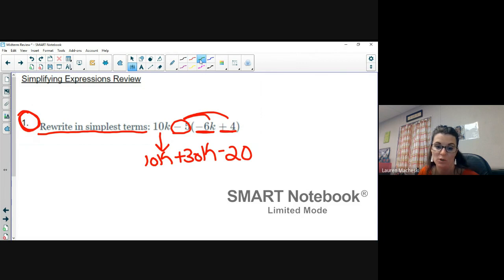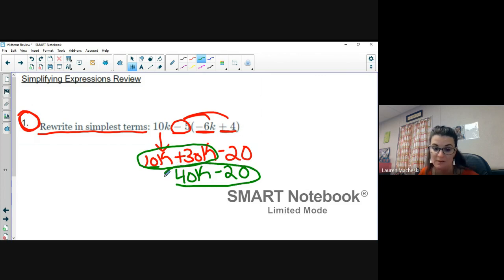Now, do you have any more like terms? It looks like I do. They're on the same side, so I do what it says. 10K plus 30K is 40K. And then leave your -20. You cannot subtract these. They are not like terms, so you are done. This is your answer.